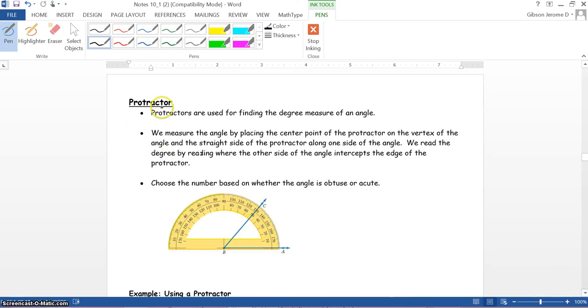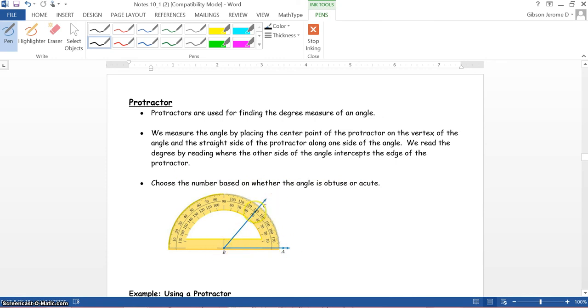Now we come here to the protractor. Protractors are used for finding the degree measure of an angle. We measure the angle by placing the center point of the protractor on the vertex of the angle and the straight side of the protractor along one side of the angle. We read the degree by reading where the other side of the angle intercepts the edge of the protractor. Choose the number based on whether the angle is obtuse or acute.